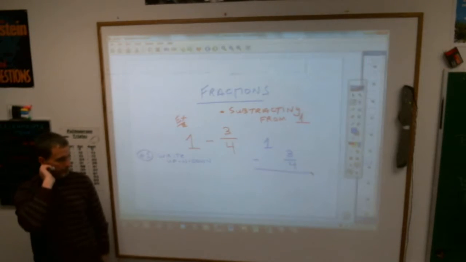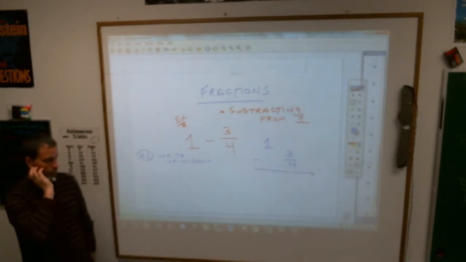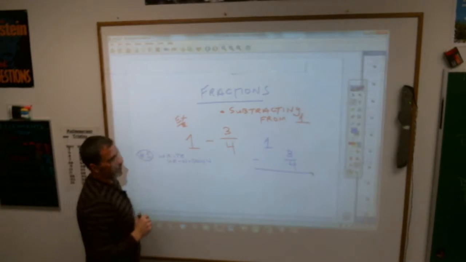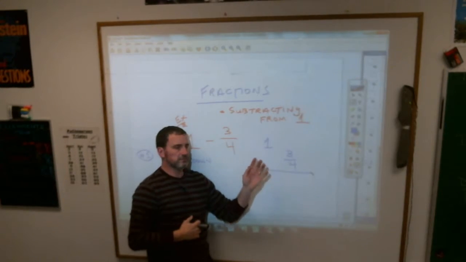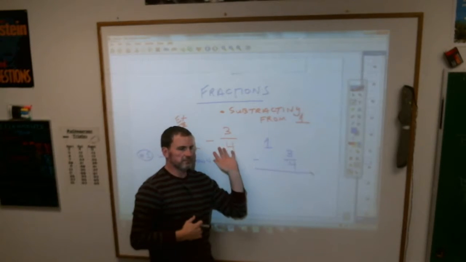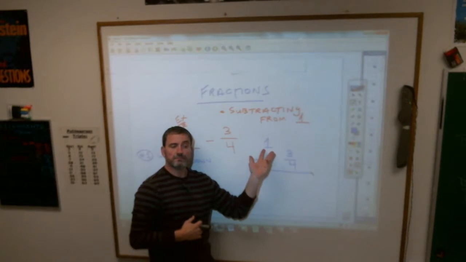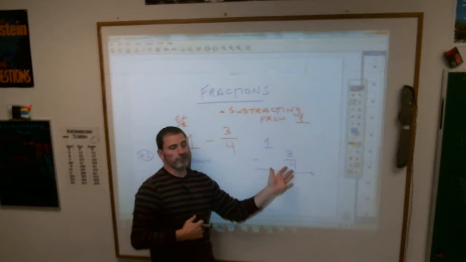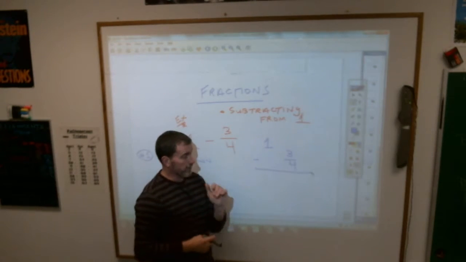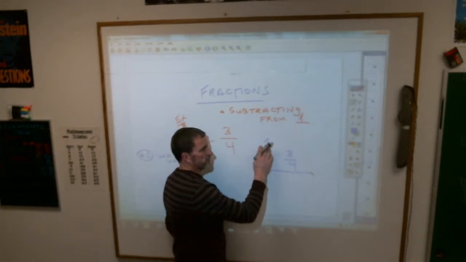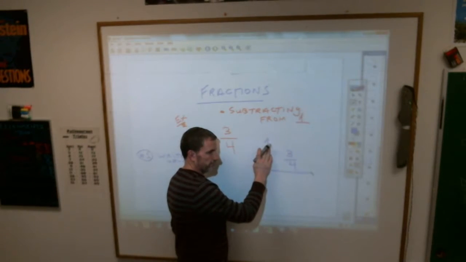Now, I just want you to think about this. Why can't I subtract 3/4 from 1? Why is that trouble, Madison? Because you don't have another number to subtract it from. Yeah, this is a fraction, that's a whole number, you just can't mix and match. So what you're going to want to do is change this 1 into a fraction.